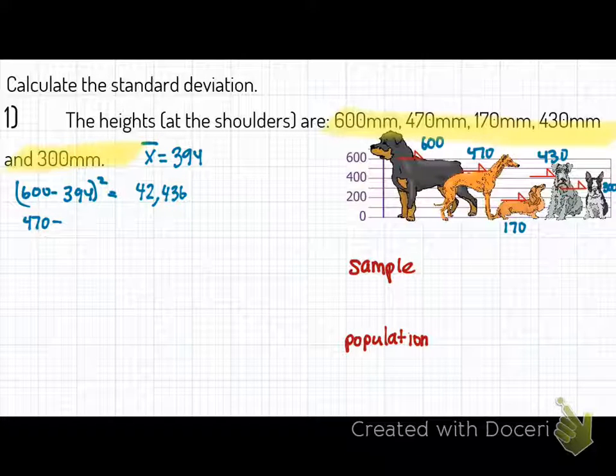Okay, what is the mean again? 394. Good, so write this down. This is what you would have to do on your homework. Okay? And you just need to know how to calculate it. There are calculators that do this for you.